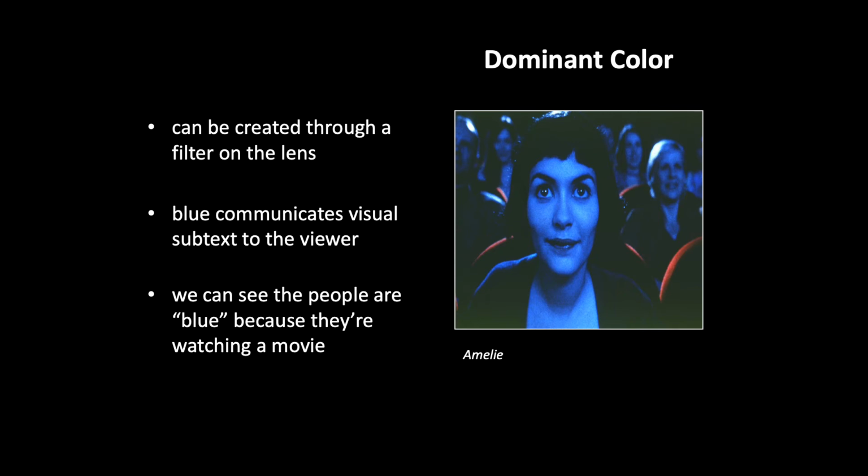Dominant color can be created through a filter on the lens. Blue communicates visual subtext to the viewer. We can see that people are blue because they're watching a movie.